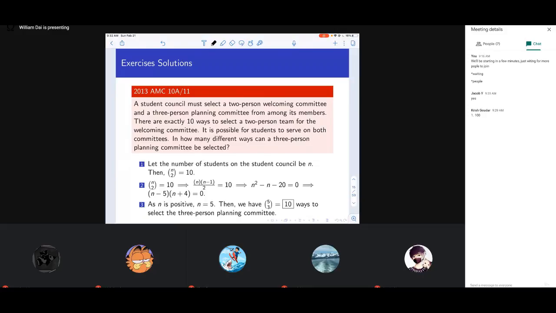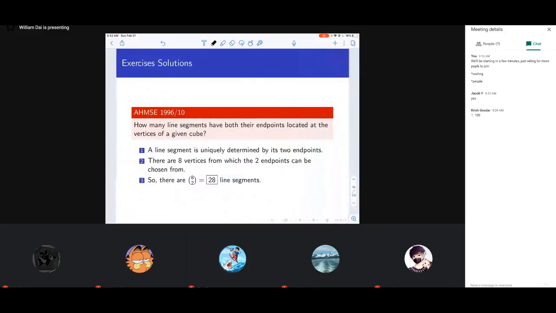Well, not really. It's the definition of the choose function. We're given that there are 2 possible ways for 2 people to be chosen from, say, n people. So by definition this is n choose 2, and this is equal to 10. We just solve the quadratic that we get from using our formula here, and then we get n equals 5. Then we apply the choose function again to get 10 ways to select the 3-person planning committee.